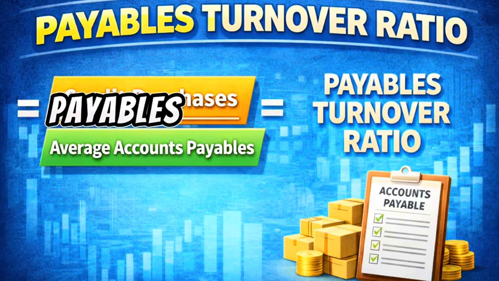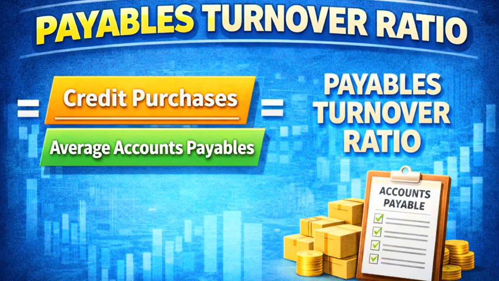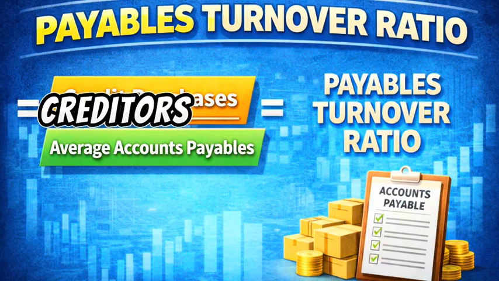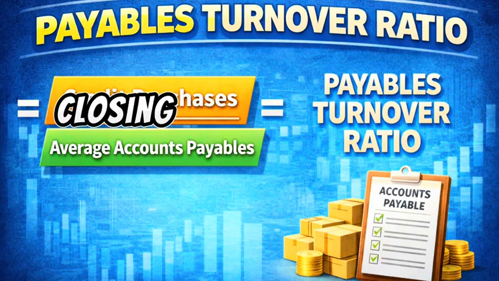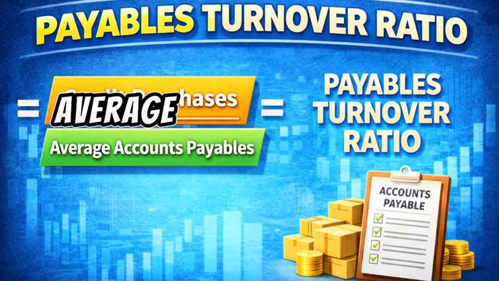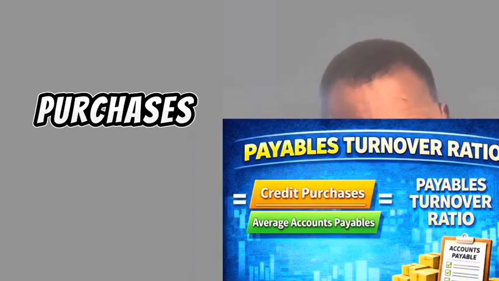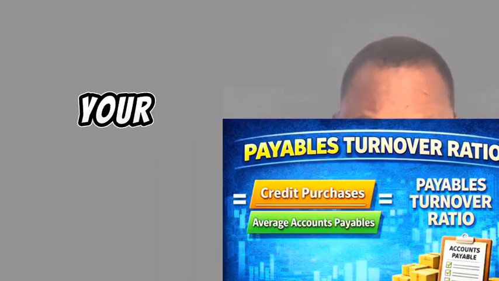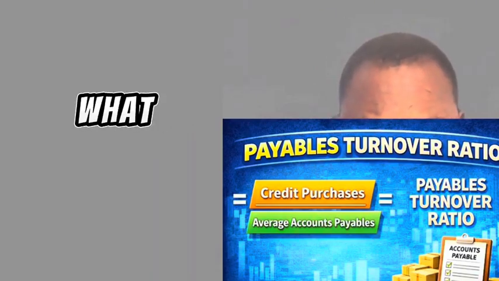So average payables is opening payables plus the closing payables. That is opening creditors plus closing creditors. You add them and you take the average. That means you divide by 2. So once you get your average payables, you take the credit purchases, you divide it by that, and you have your answer. Now that answer, what is the interpretation?